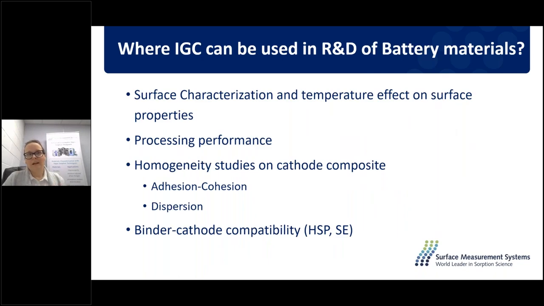Just to summarize what IGC can provide if you are working in this field, research and development of battery materials. It can provide you comprehensive surface characterization of these materials. You can also measure the temperature effect on these properties, and also the humidity effect on these properties. You can gauge processing performance of these batteries, as you could see in the case of the two different graphites, the natural and the synthetic graphite, the production route, the processing route is different, and it clearly causes differences in surface energy and surface chemistry.